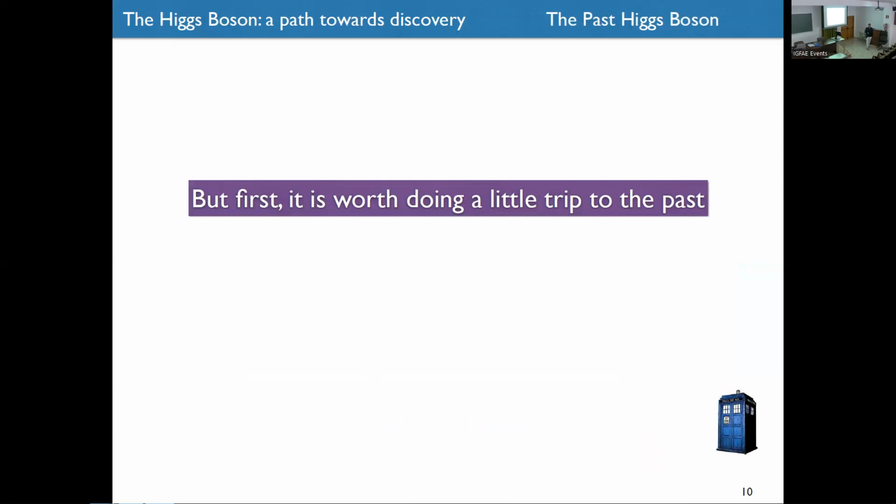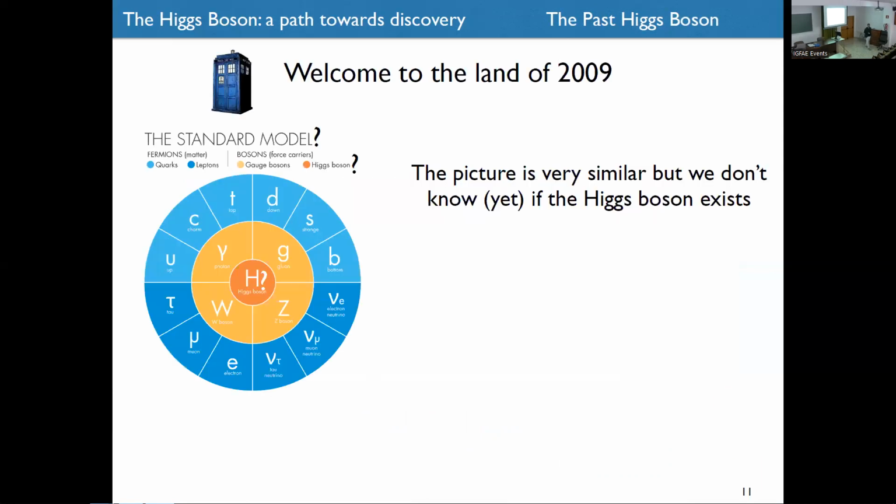But first, it's worth doing a little trip to the past. So let's step in a time machine and welcome to the magic land of 2009. That is the year when run one of the LHC started. So now we are before run one of the LHC. So what's the picture at that point? Well, the picture is very similar. We have, of course, from a theoretical point of view, the standard model is complete.